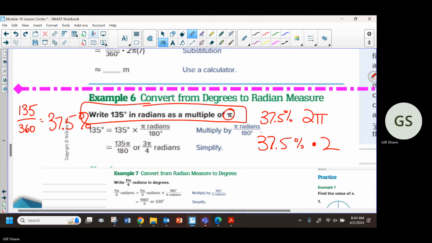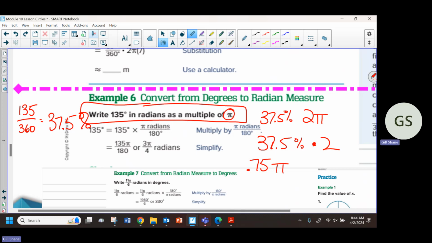0.75? Well, it's a percentage of 2. It can't be 75. What percentage of 2? So you've got to use percent or do 0.375. 0.75, right? So 0.75 pi would be your answer.